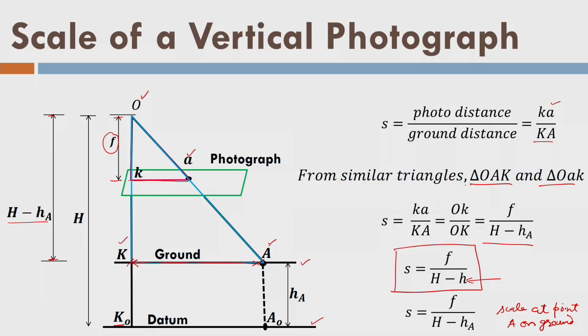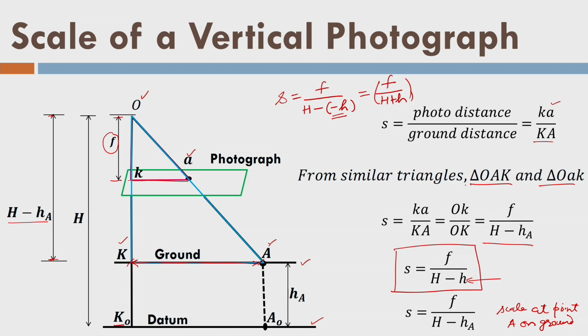In that case, what will happen if I write a simple formula in general, that is s = f / (H - h)? Because this height h is measured below the datum, that is why I am putting minus h, and as a result I will get H + h. So, if a point is below the datum, I will get inferior or smaller scale, but if a point is above the datum, I will get the better or superior scale.